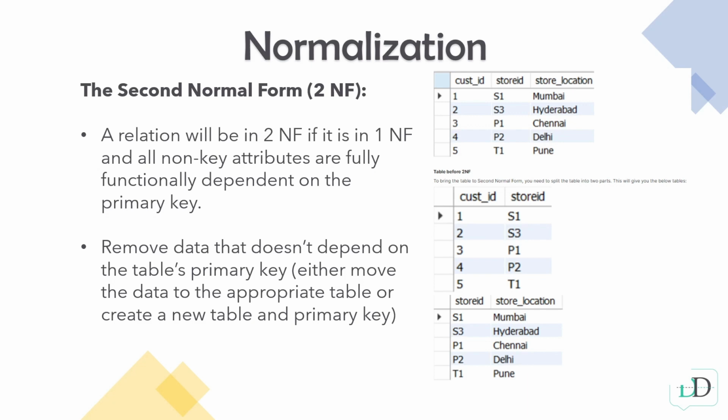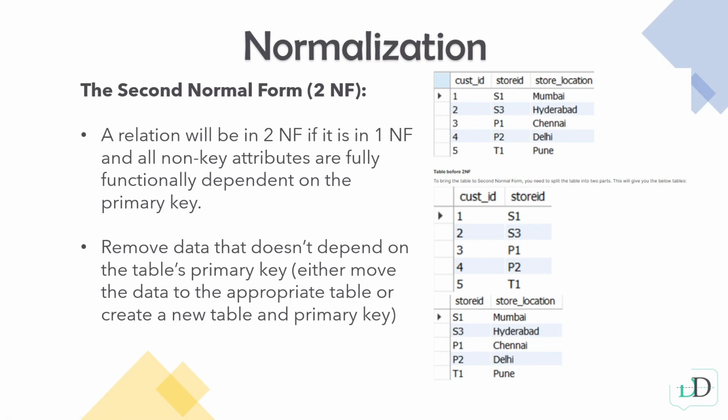And the other thing is the non-key attributes. These two, store ID and store location, will be the non-key attributes and must be fully functionally dependent on the primary key. So the customer ID was dependent on the store ID, and store ID depends on the store location. You understand my point, right? For store ID S1 there is customer 1. For store ID S3 there is customer 2. So store ID is depending upon customer ID and customer ID is dependent on store ID.